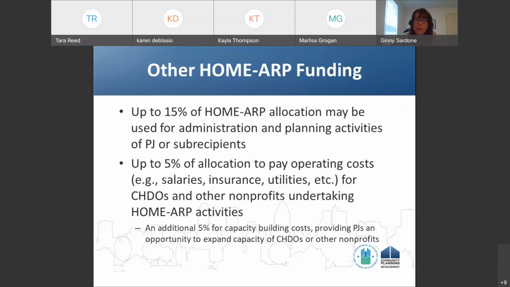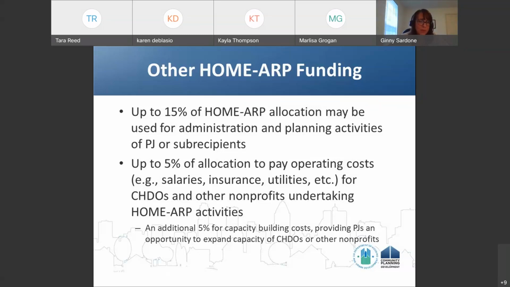And then I think something that is a really exciting opportunity, particularly for affordable housing providers and homeless providers, is that the statute permits up to 5% of the allocation to pay operating costs. So think overhead costs of nonprofit organizations that are participating in the program, such as a service provider or a nonprofit developer. This is a relatively generous source of funds for salaries, insurance, utilities, and so that's very sorely needed.